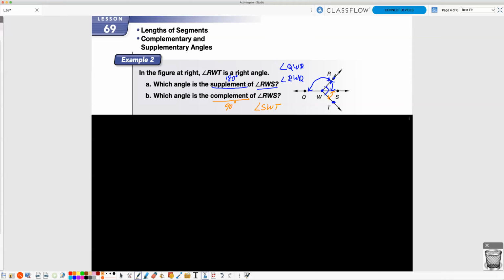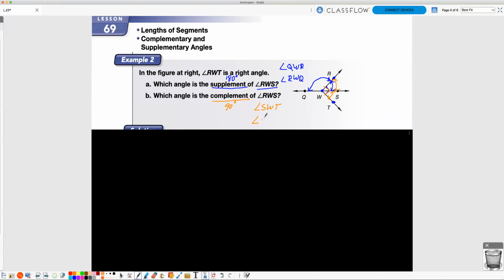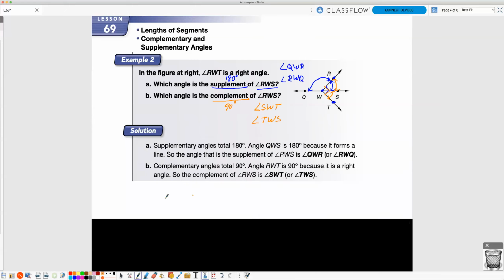So if you're looking at the RWS, that's this one from here to here, and that makes that 90 degree angle, and that's what we're looking for. That could also be named as angle TWS, the other direction, T to W to S. Okay.